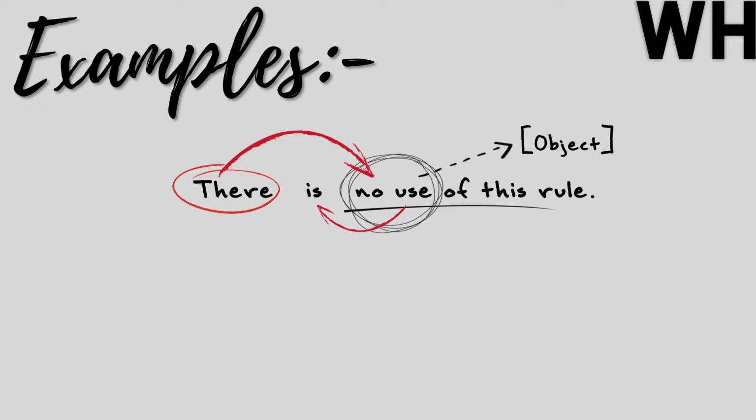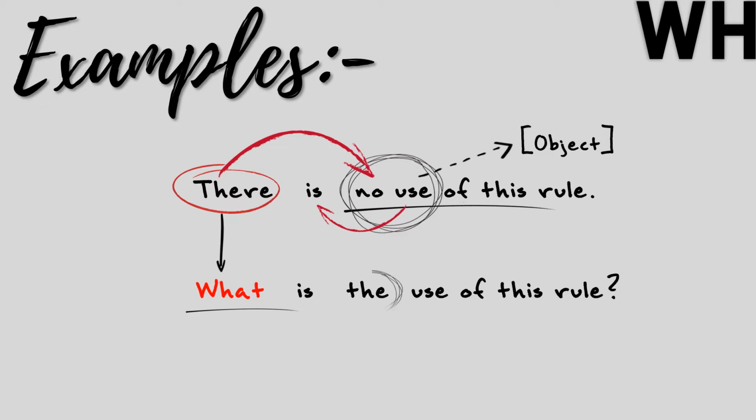The first thing that you need to do, as we have already told you, is that if there represents an object, you must replace it with what. And another thing that you need to remember is that you need to omit the negative word completely. In this case, no is the negative word which must be omitted. So there will be replaced with what, and the answer will be: what is the use of this rule, question mark.